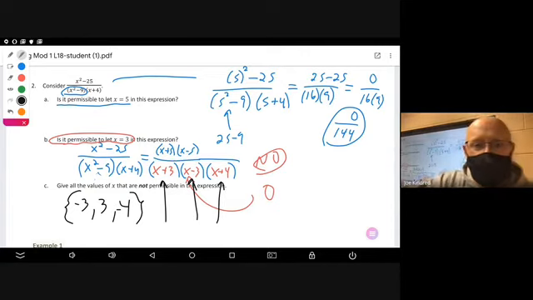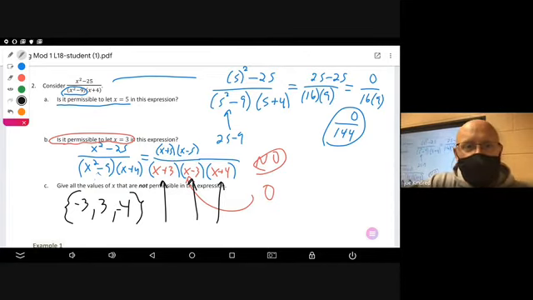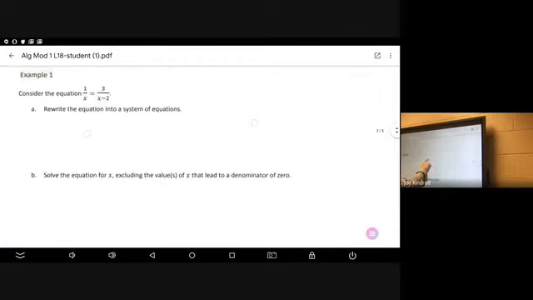Okay, we're going to wrap this up with 2 more examples working together. And again, the skill is we're trying to identify when the denominator is going to go to 0. And whatever x value makes it go to 0, that cannot be a part of the solution.